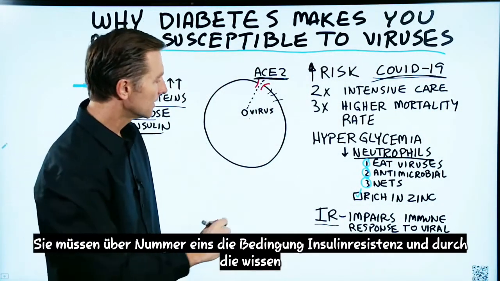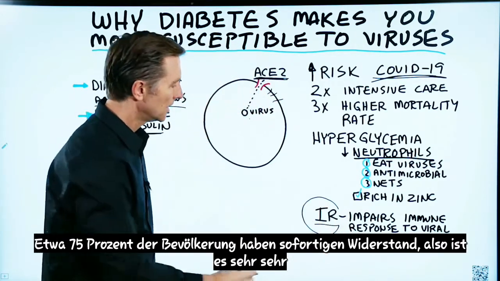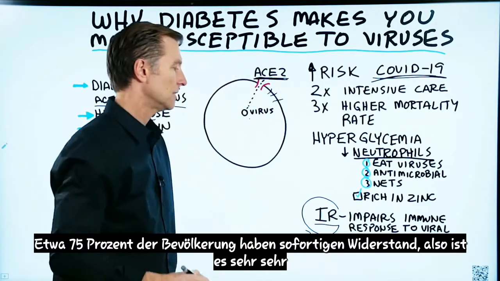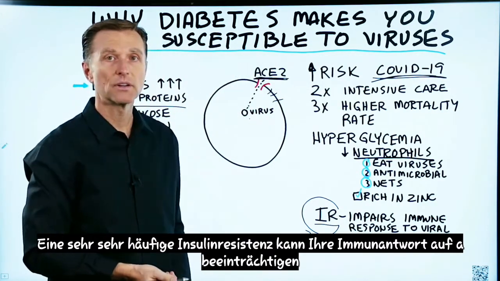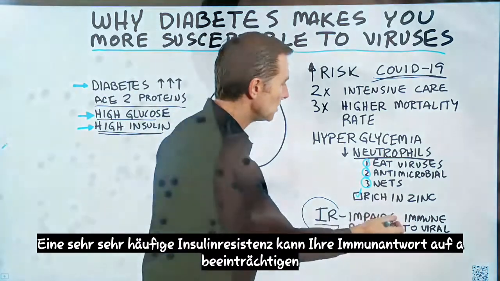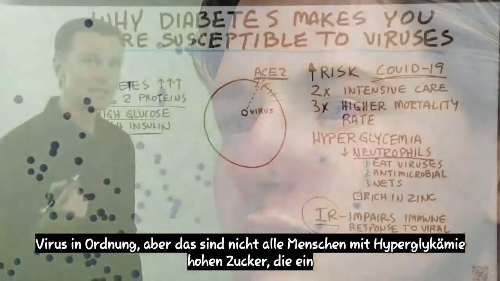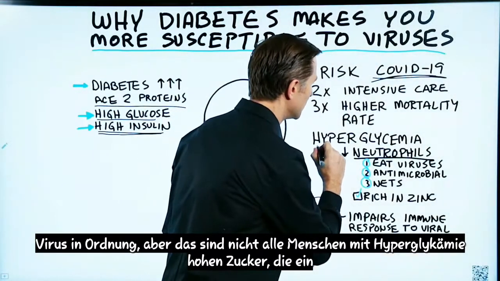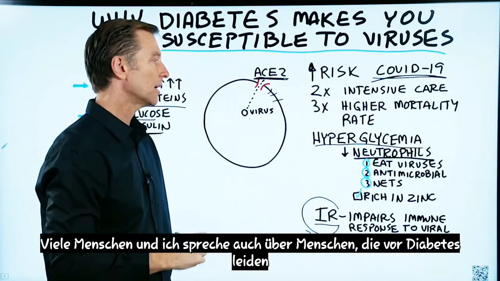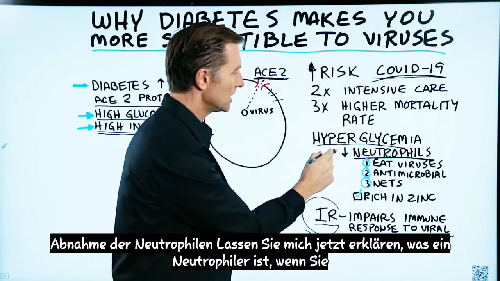Number one, the condition insulin resistance. And by the way, about 75% of the population has insulin resistance. So it's very, very common. Insulin resistance can impair your immune response to a virus, okay? But that's not all. People with hyperglycemia, high sugar, which is a lot of people, and I'm talking also about people that are pre-diabetic, have a decrease in neutrophils.